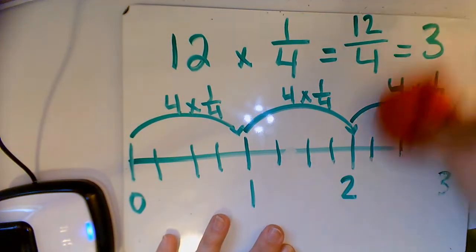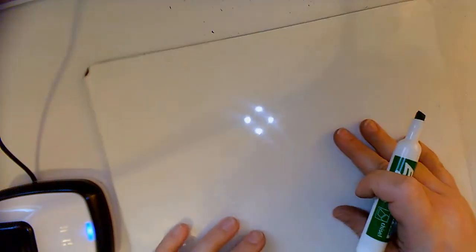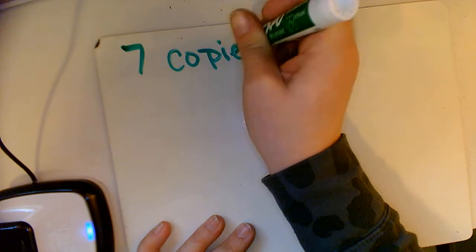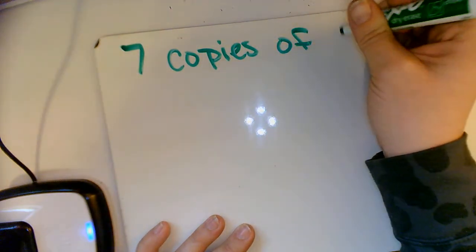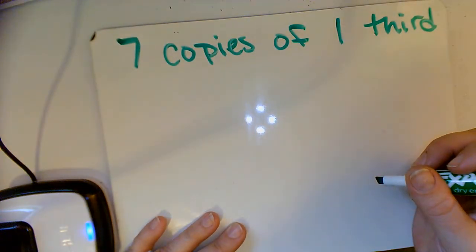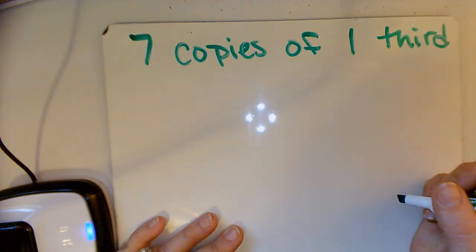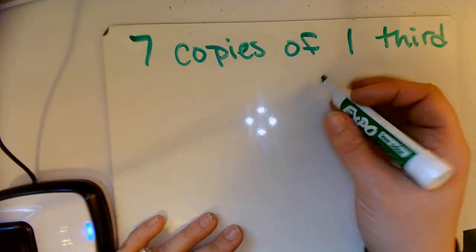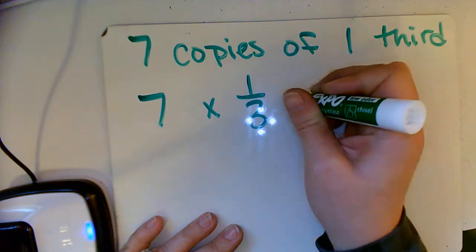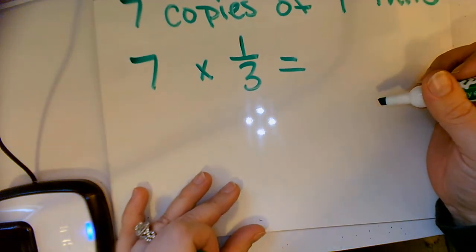All right. So I'm going to write this one differently because you're going to see it either on a test or on your practice. So if I had 7 copies of 1/3, that's really just our multiplication written in word form. 7 copies of 1/3, we would write that as 7 times 1/3. So let's solve this without our number line.